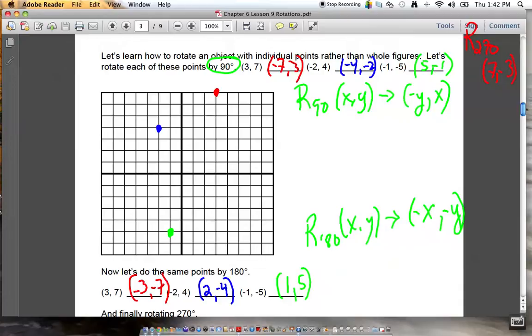I got a very important question coming for you guys in a minute. Now, do the next one, negative 1, negative 5, 270 degrees. Negative 5, positive 1. Does everybody agree with negative 5, positive 1?